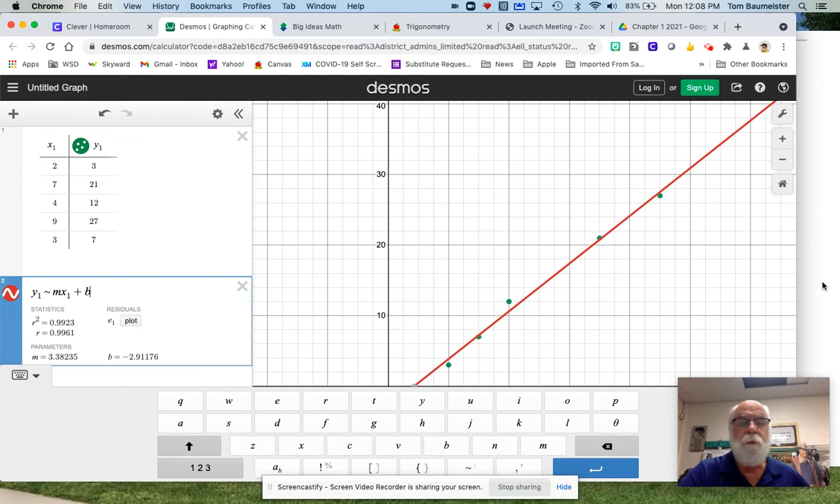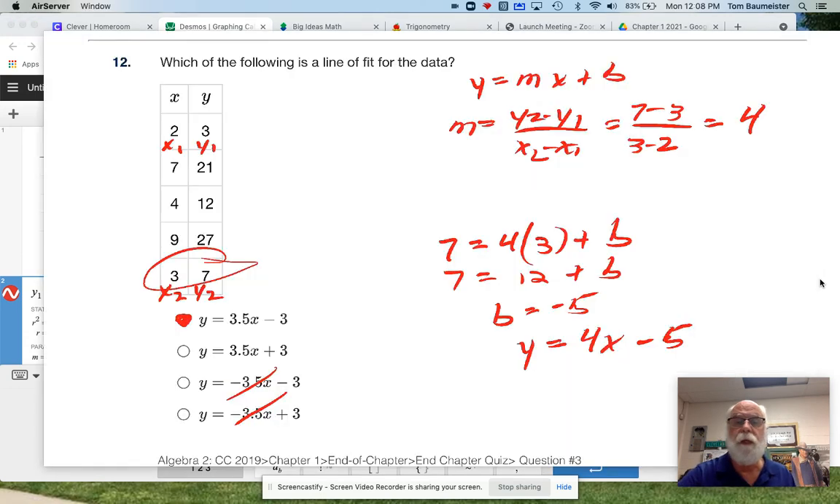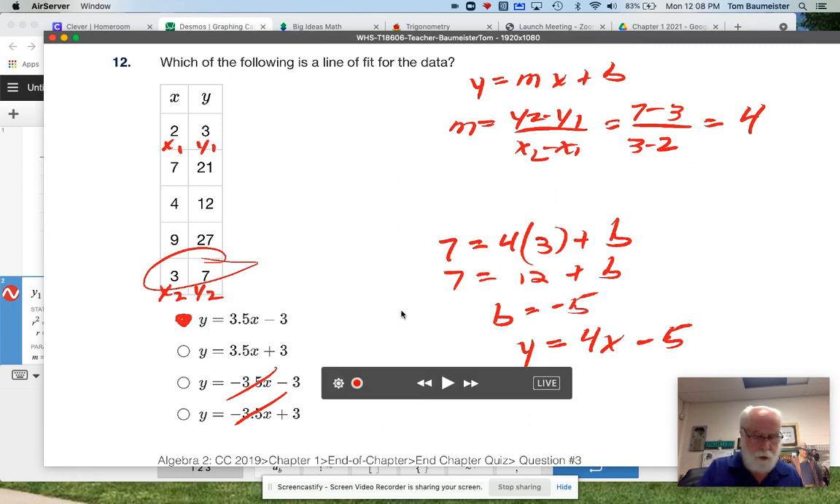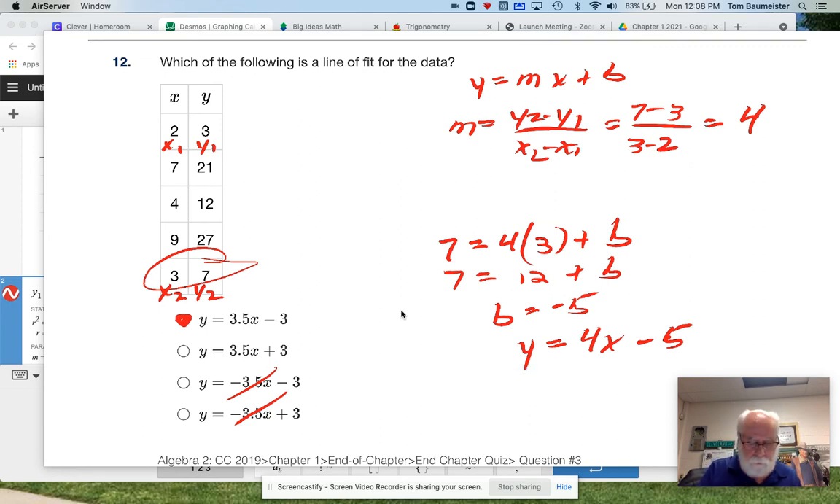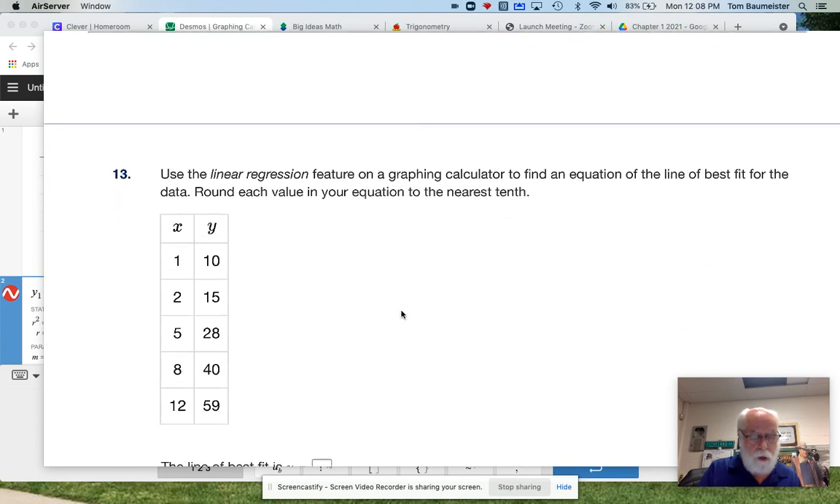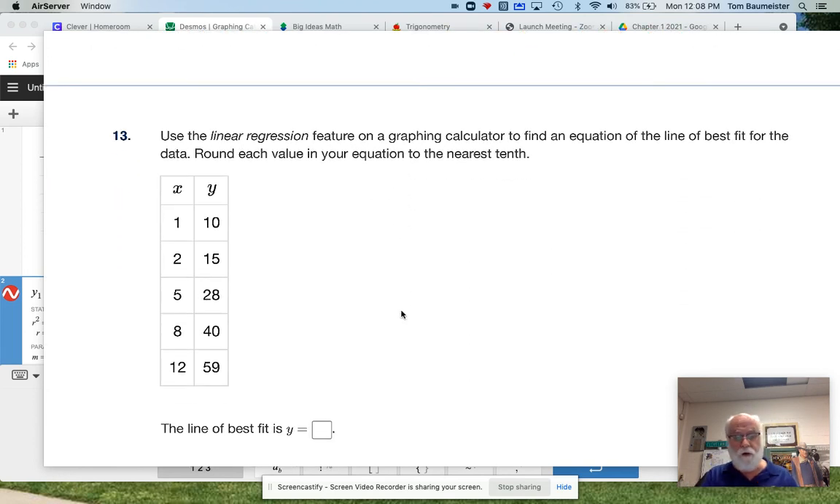All right, now remember what I told you earlier is that we can do the next problem. So let me go and tell you. So I was still there, so let's look at the next problem. Oops, sorry. It says use the linear regression feature of a graphing calculator to find an equation of the line of best fit for the data. Round each value in your equation to the nearest tenth.